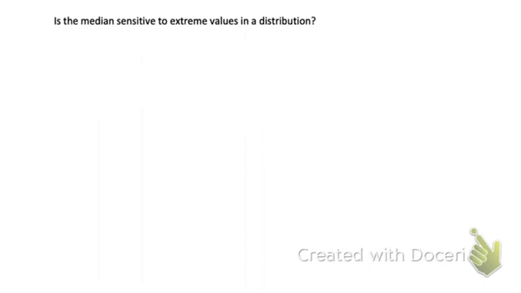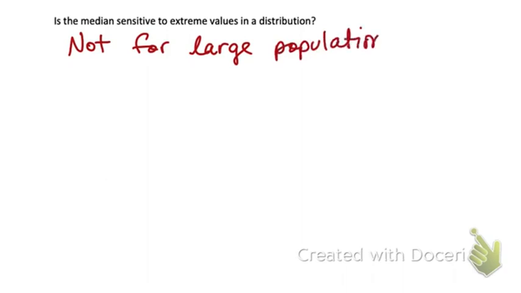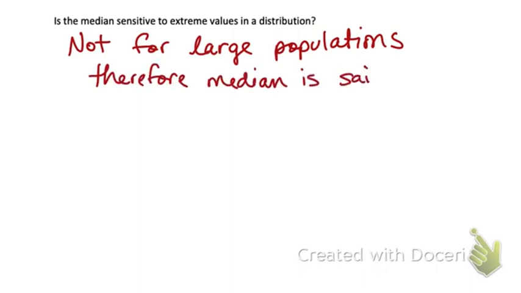So, is the median sensitive to extreme values in a distribution? Not for large populations. Therefore, median is said to be resistant. The median is said to be resistant because in large populations, if you take out one number on the ends, it's not going to change your median very much. Any questions about that?